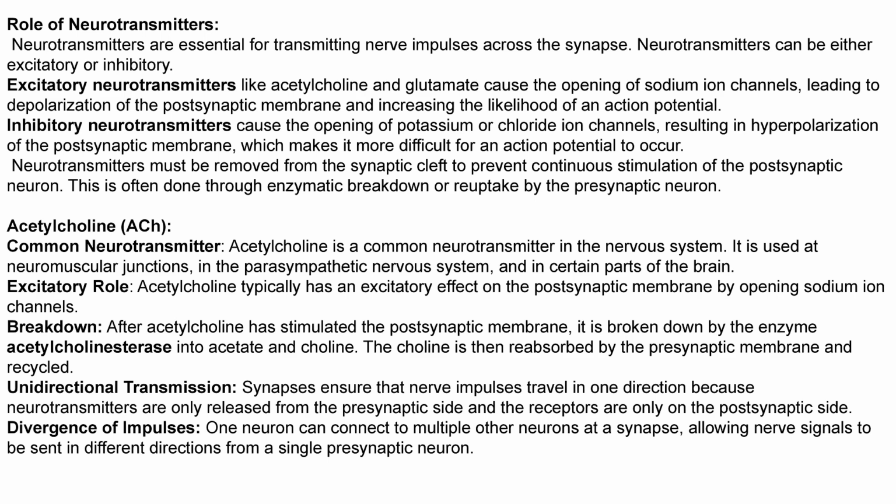Next is acetylcholine. Acetylcholine is a common neurotransmitter in the nervous system. It is used at neuromuscular junctions, in the parasympathetic nervous system, and in certain parts of the brain. Acetylcholine typically has an excitatory effect on the postsynaptic membrane by opening sodium ion channels.